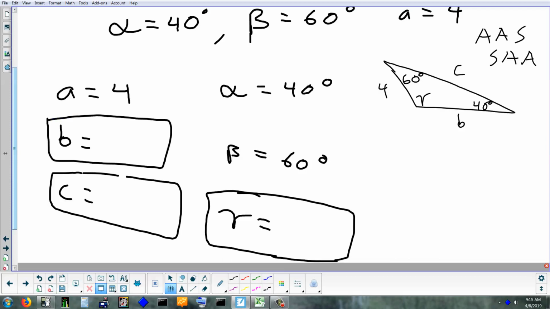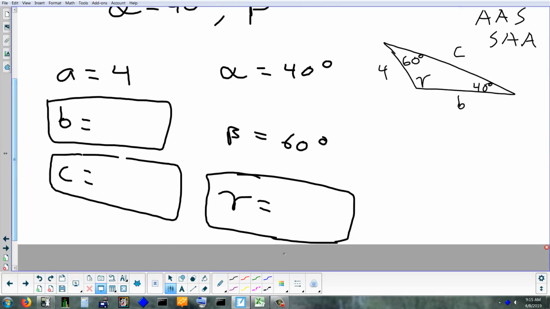All right, so it's good you noticed a pattern. Unfortunately, that doesn't work. But it's always good to notice patterns. It just doesn't work here. Anyone see anything else that you can find pretty easy? Is gamma 80? Yes. How do you know that? Because all 3 of them together equal 180. Yes. All the angles have to add up to 180. So that means this angle has to be 80.